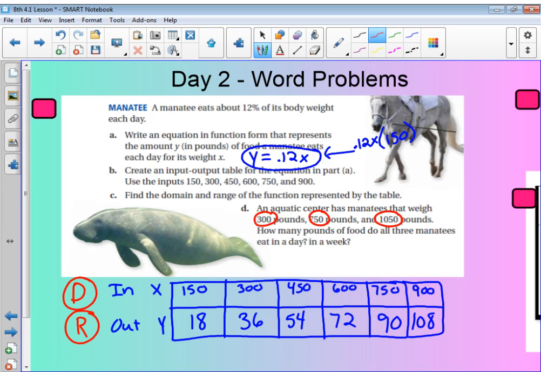Okay, so if I do 300 plus my 750 plus my 1,050, it's going to give me 2,100 pounds. Okay, that's the weight of my manatees. Now, I'm going to substitute that in to that part of the equation. So I'm going to take that times 0.12. And that is 252 pounds.